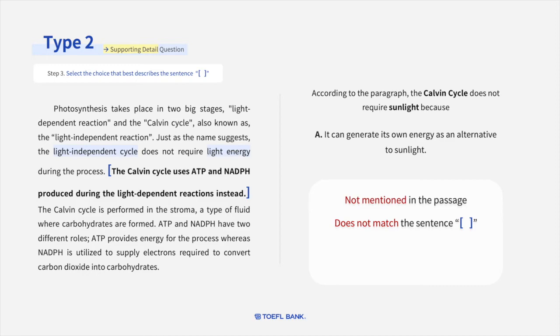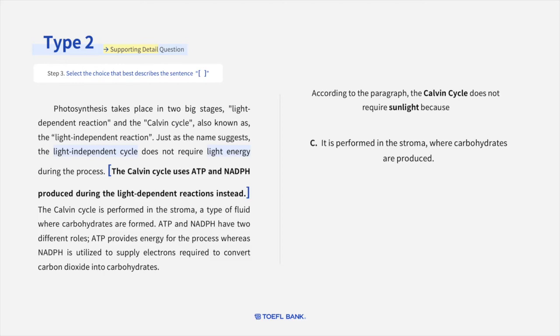If you did not understand the passage fully and thought ATP and NADPH were generated by the plant itself, there's a high possibility you would have selected the wrong answer. A is a type of incorrect choice where half is correct, the part where something else is used as an alternative to sunlight, and half is incorrect, the part where it can generate its own energy.